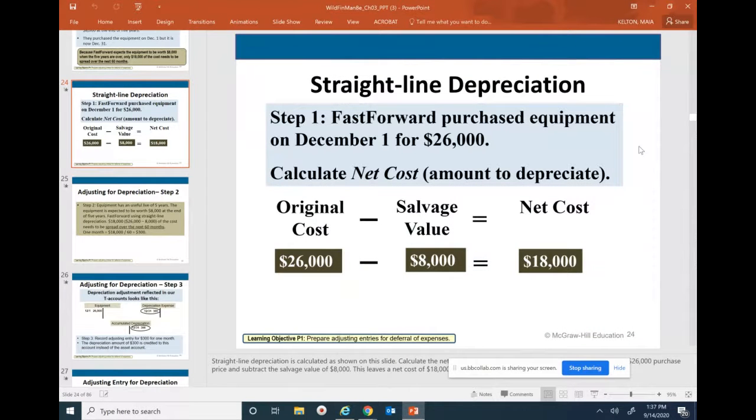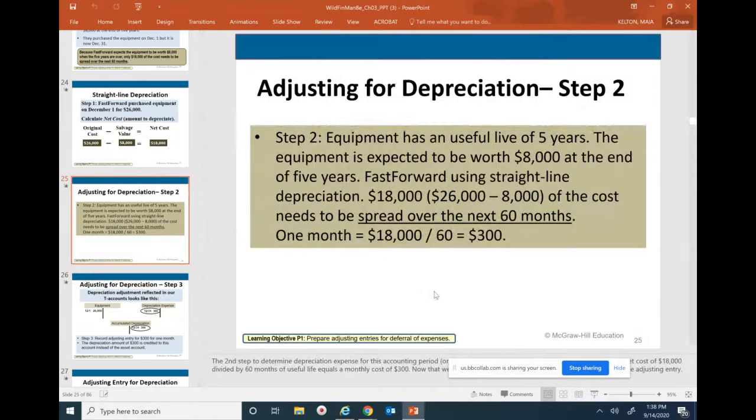So first step, we need to calculate the depreciable cost. We also call that net cost. So if we take the acquisition cost of the asset, which in this case is $26,000, and remove the salvage value, we know that the net cost or the depreciable cost of the asset is $18,000. So again, net cost is the amount to depreciate. The second step would be to take that depreciable cost or the net cost of the asset and divide it by 60 months. 60 months is 5 years times 12. Every month, the company will be depreciating $300 of the $26,000 minus $8,000 depreciable cost of the asset. So again, before you guys can prepare an adjusting journal entry for depreciation, you have to be able to figure out what the depreciation actually should be.